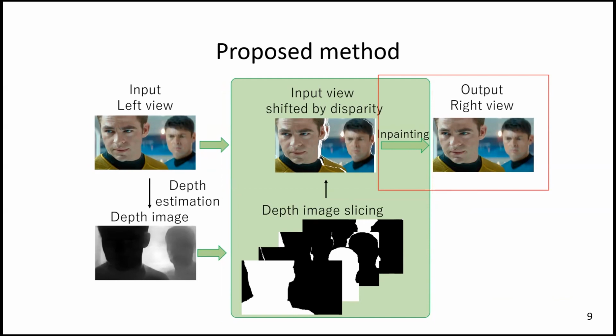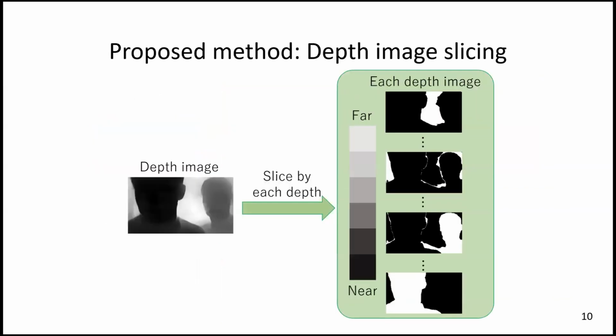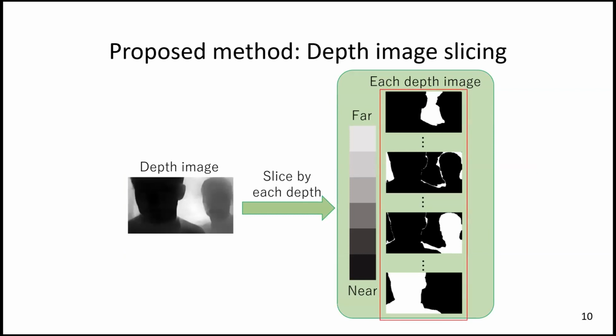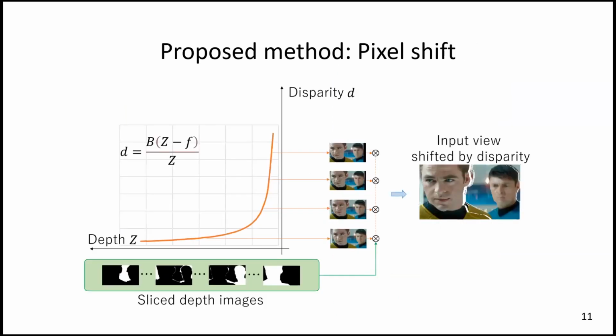The following is a detailed explanation of the green box. The amount of pixel movement differs for each depth, so the slicing of depth images is performed. Binarization is performed on single depth pixels and other pixels, and each pixel movement area is determined. Then the input image is masked using each binary single depth image, and pixel shift is performed accordingly.